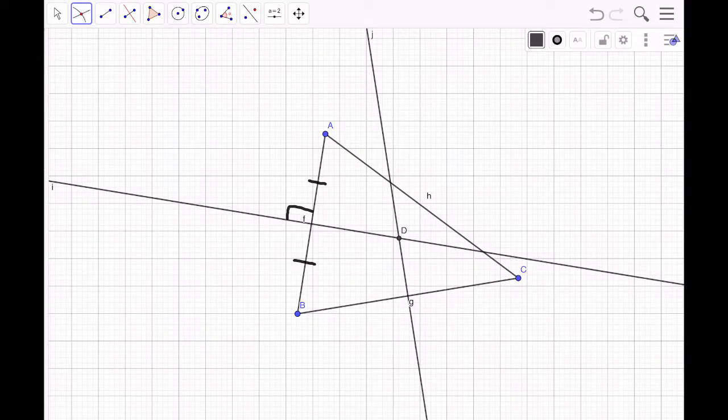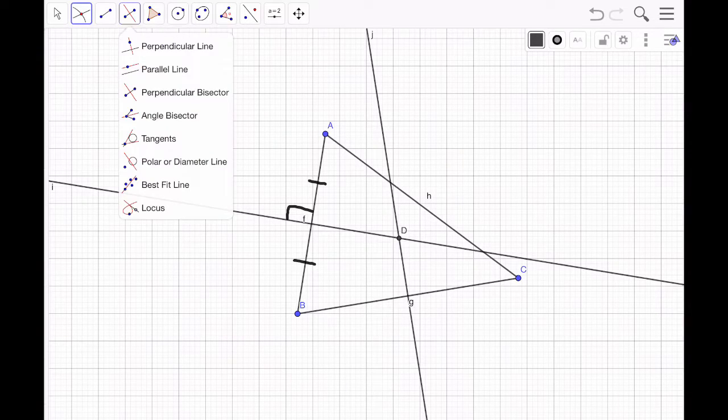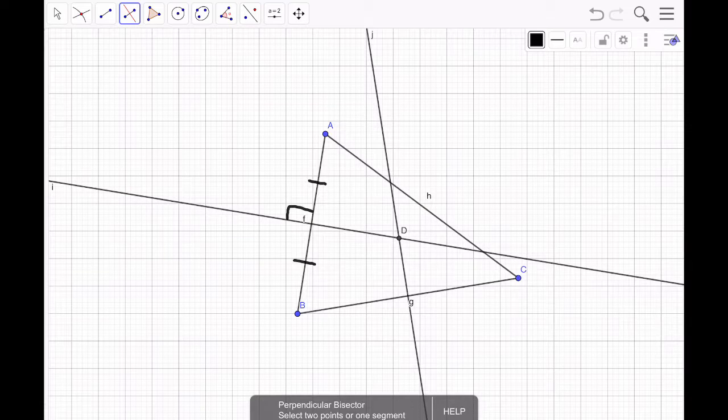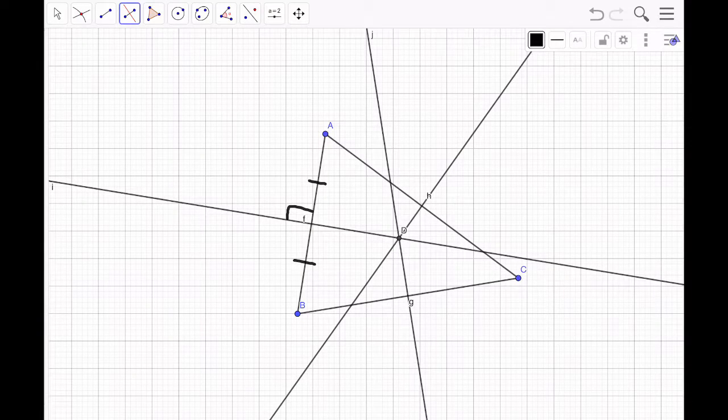Okay, now here is the interesting part. If you go ahead to the third side, which is side AC, and you draw a perpendicular bisector to side AC, and lo and behold, what you see here is that the third perpendicular bisector passes through the intersection point of the first two perpendicular bisectors, which is D on the screen.